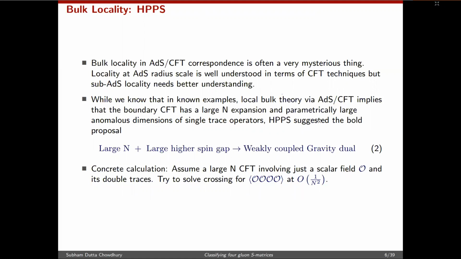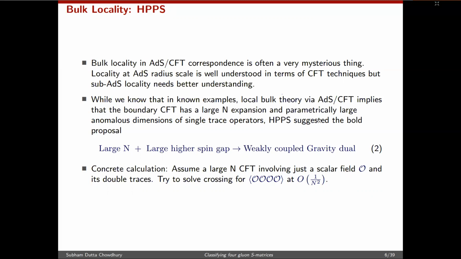And one of the earliest attempts at quantifying this question, because these are just words, right? What is bulk locality? What is the concrete question you want to ask? So the first attempt at this was put forward by Heemskerk, Polchinski, Penedones, and Sully. They found that questions of sub-AdS locality can be phrased in terms of the CFT 4-point function. They were motivated by past studies showing that in order to retrieve flat space S-matrices in AdS/CFT, the CFT correlation functions need to have some specific singularities. So you can't just give me any CFT correlation function and expect a nicely defined bulk to it. Bulk locality puts some constraints on the CFT 4-point function.